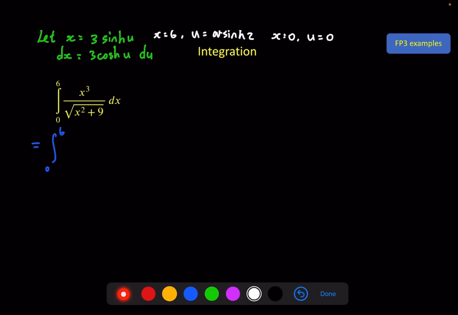So I'm going to change that to r sin 2, 0. Okay, let's continue on with the substitution. 3 cubed, 27, sin cubed u over the square root of 9 sin squared u plus 9, but I'm going to factorize that out, times 3 cos u du.